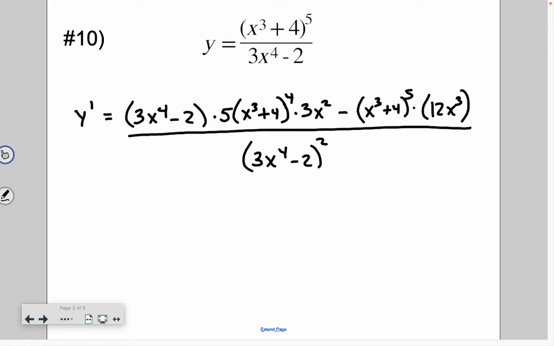So there's the setup. Now the good news, like I said, whenever you do the quotient rule, just ignore the denominator for now. Just focus on the numerator, and we'll just put the denominator at the end. You don't have to do anything with it.